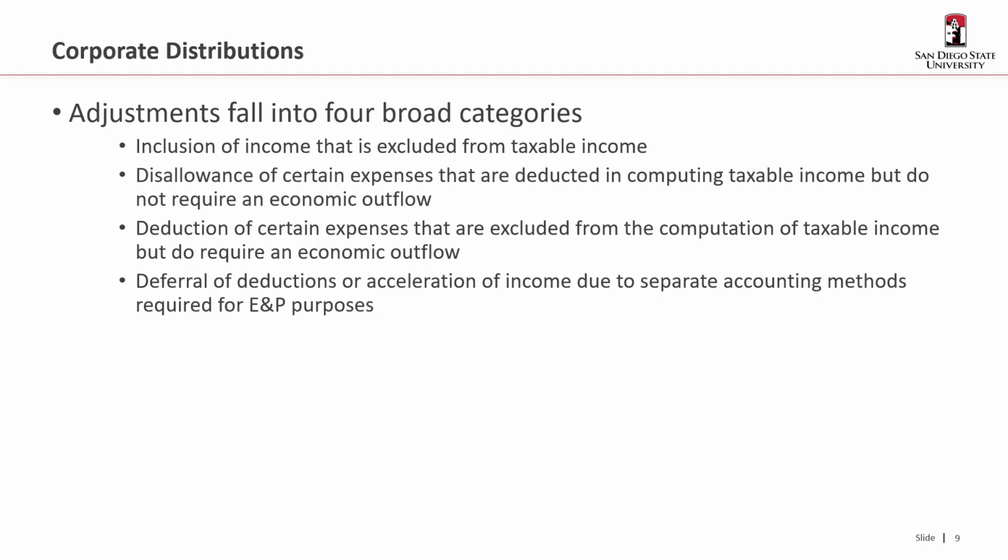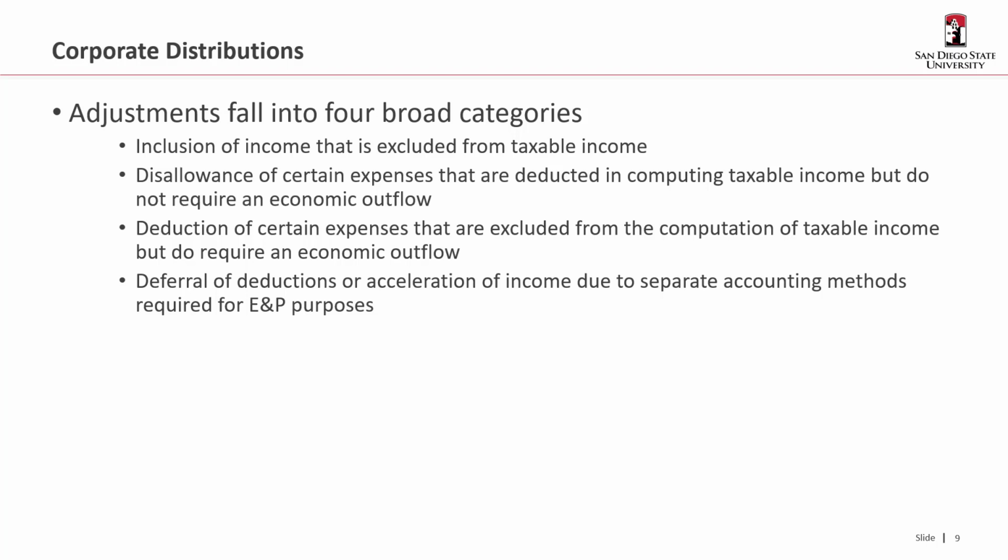A disallowance of certain expenses that are deducted in computing taxable income, but do not require an economic outflow. Oh, I don't know if I can come up with a good example of that one, not off the top of my head. The third one is deductions of certain expenses that are excluded from the computation of taxable income, but do require an economic outflow. That's like the 50% for meals and entertainment. Non-deductible expenses, those are all allowed to be deducted for E&P purposes.